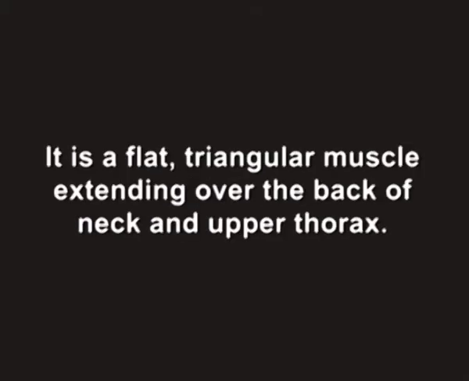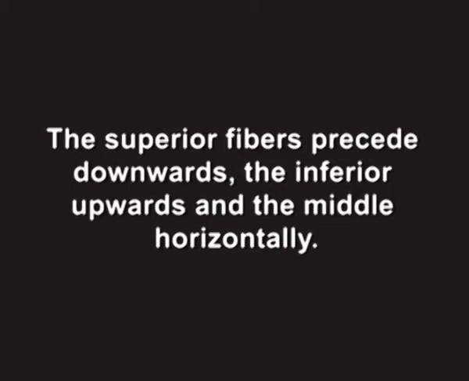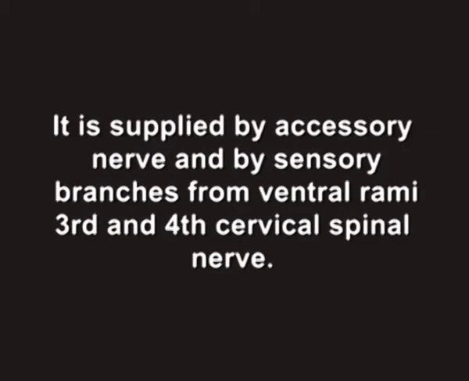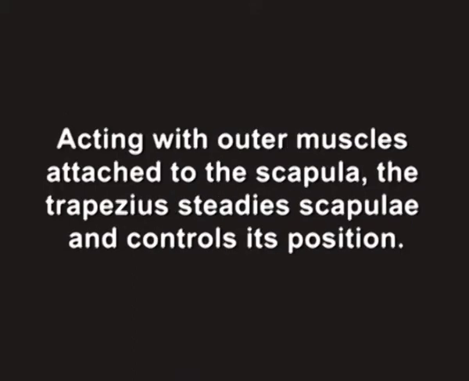Trapezius. It is a flat, triangular muscle extending over the back of neck and the upper thorax. The superior fibers proceed downwards and the inferior upwards and the middle horizontally. It is supplied by accessory nerve and by sensory branches from ventral rami of third and fourth cervical spinal nerves, acting with other muscles attached to the scapula. The trapezius controls its position.